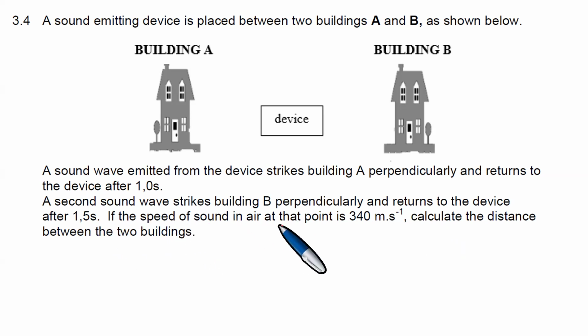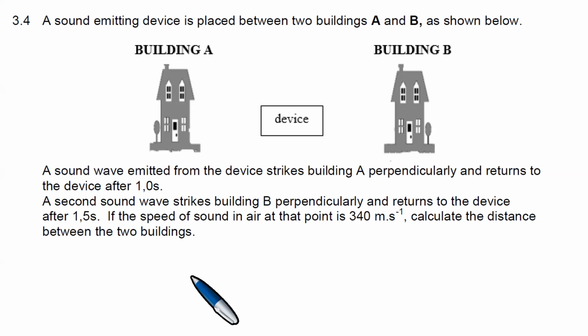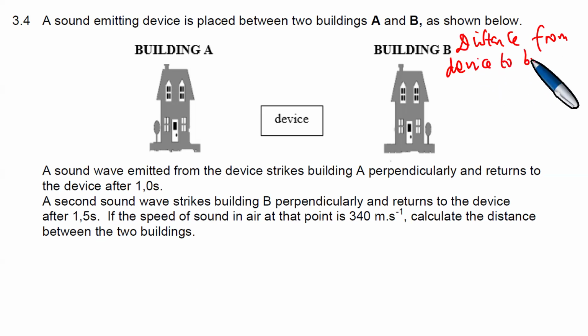If the speed of sound in air at that point is 340 meters per second, calculate the distance between the two buildings. This is one question you can do. First we're going to calculate the distance from the device to building B. That distance is s equals vt.